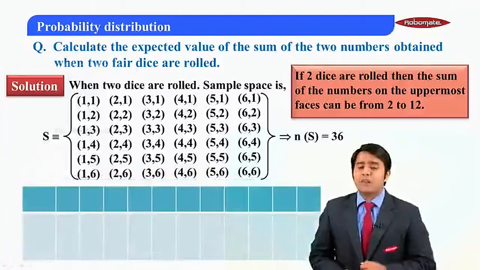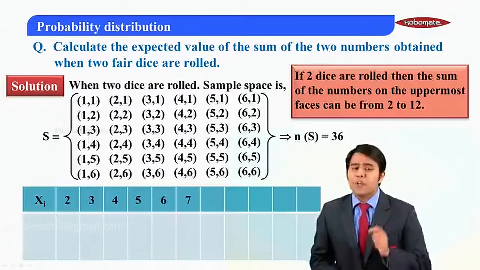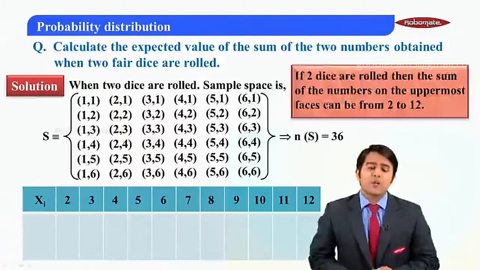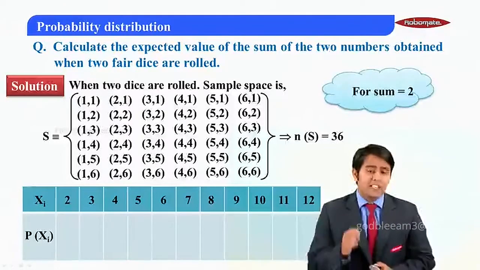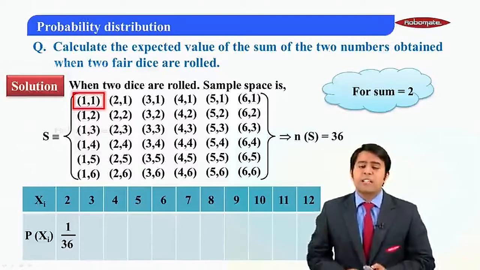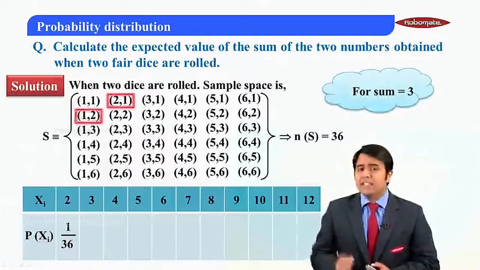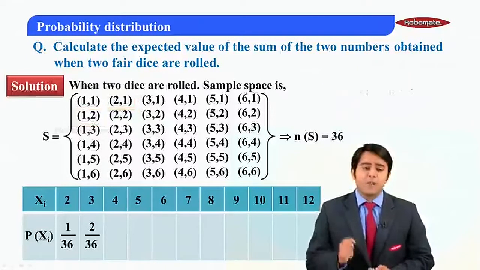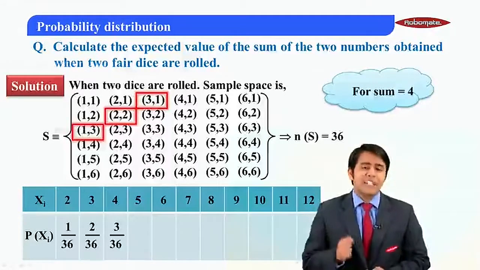Now I need to write down the probability distribution table. So here I will write the values of xi as 2, 3, 4, 5, 6 and so on up to 12. Now let us try to write the probability for each of the values. So first of all, I require the sum as 2. When the outcome is 1, 1, the probability is 1 upon 36. Now for sum 3, these are the following cases, so the probability is 2 upon 36. Now for sum equal to 4, the cases are as follows, so the probability is 3 upon 36.